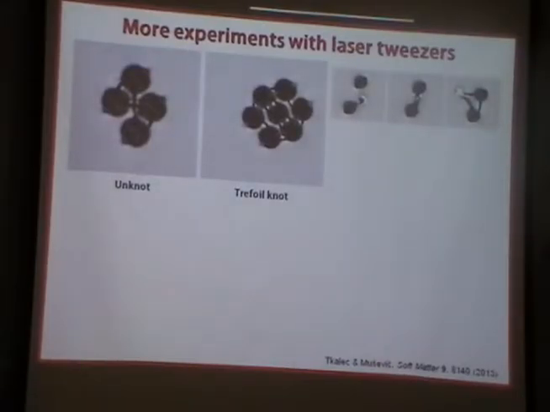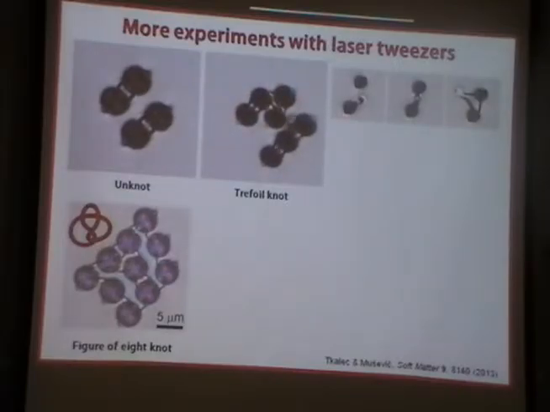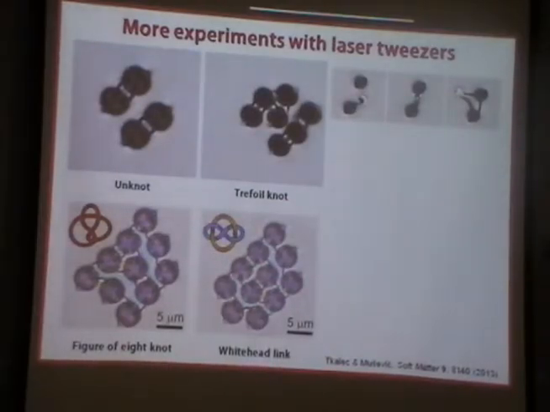And it's kind of a random process. I mean, it's not really random, but you can apply some preference to what you want to get at different regions. So here is one example, a figure-8 knot, which was obtained using 10 particles. But if you insert one more, you can switch to some more complicated so-called Whitehead link.